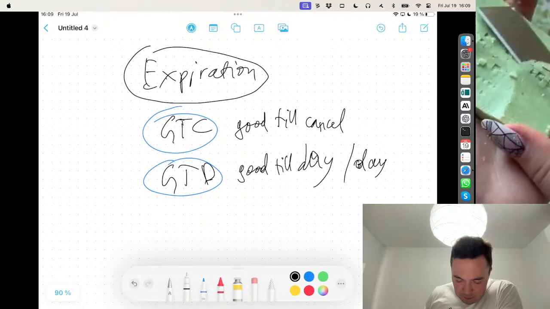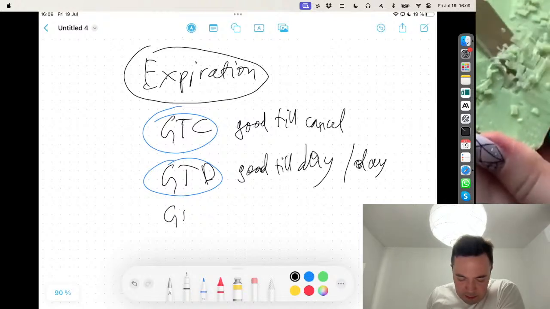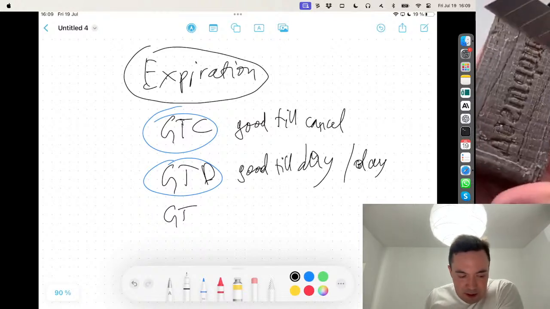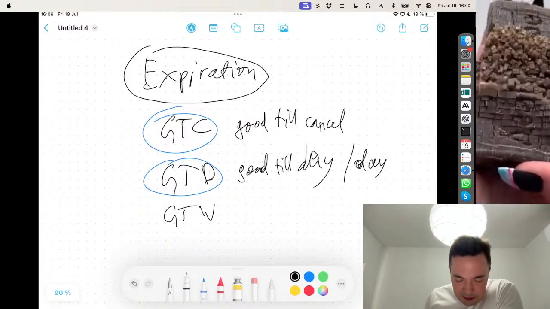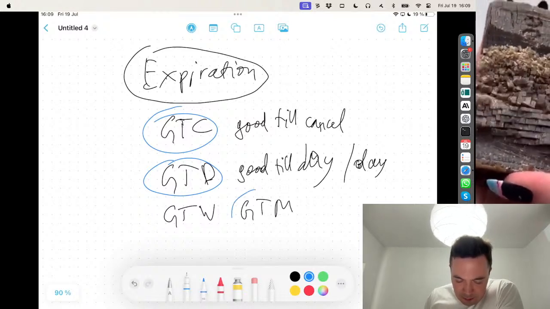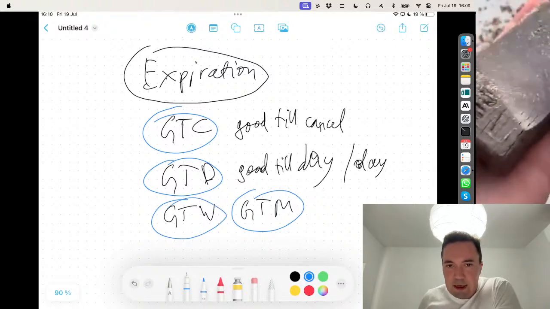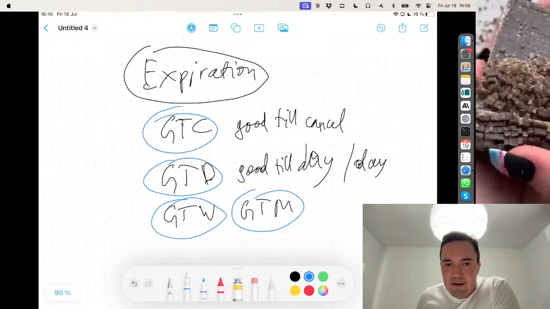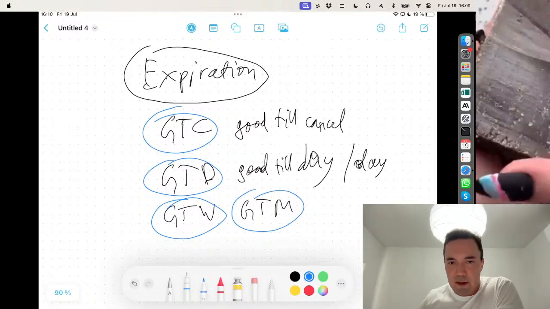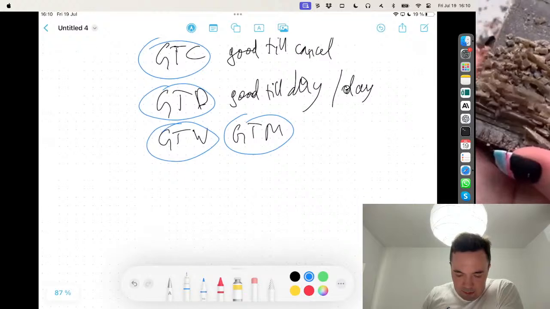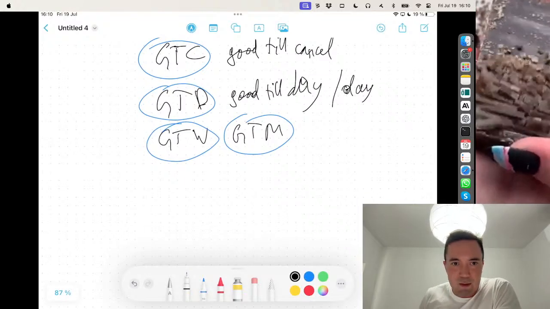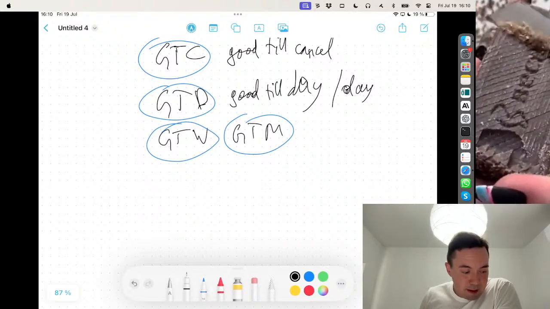Similarly, there are these ones I have not seen, but I've read about them, so let's just mention them. It's good till week, good till month, which we can already understand is the same, but until the end of this work week and the end of this month. So it was funny to me to know that these also exist, but have not seen them yet, unfortunately.